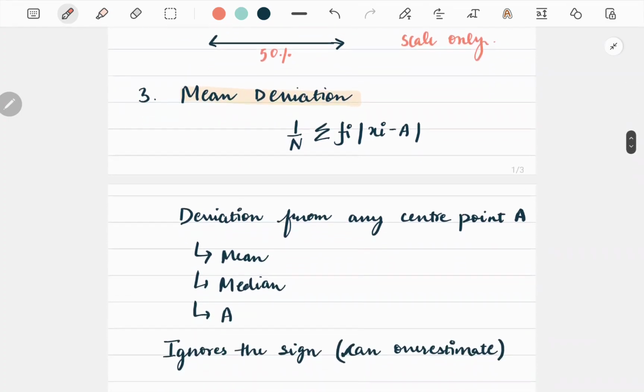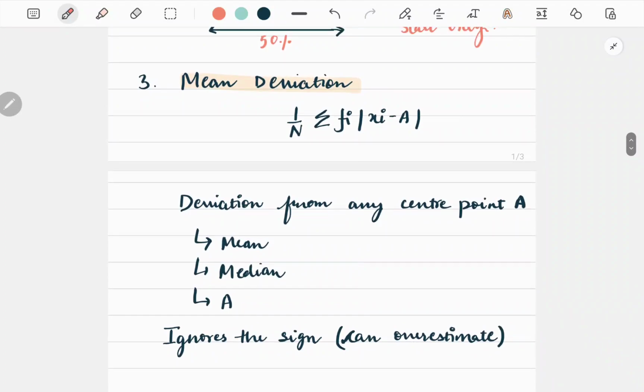Let us move ahead and see how mean deviation is calculated and why it is a measure of dispersion. So mean deviation is calculated as 1 upon n summation of fi into |xi minus A|. A here can be any measure of central tendency. It can be mean, it can be median, or any point A. Now, very important thing to note is, as we discussed earlier, that mean deviation is always minimum around median. So if A is median, then this value is going to be minimum in that case.